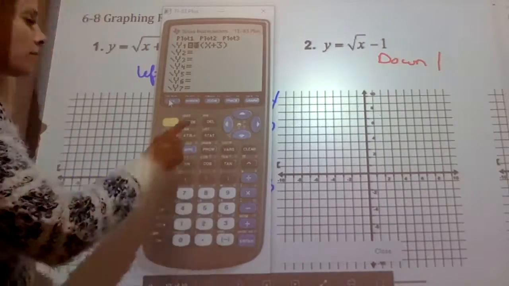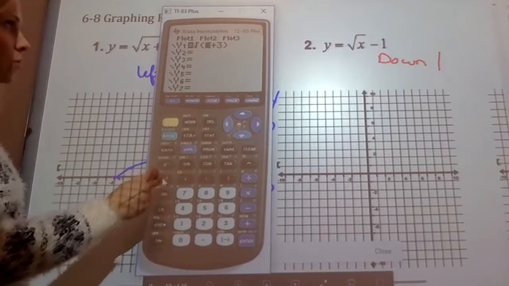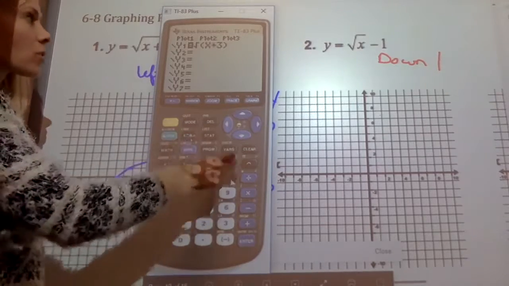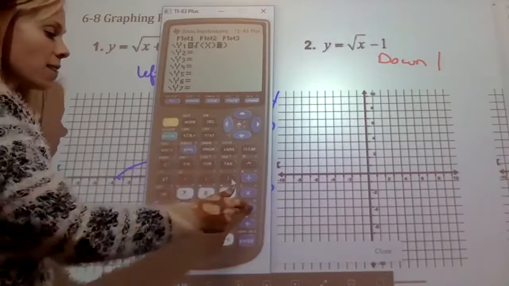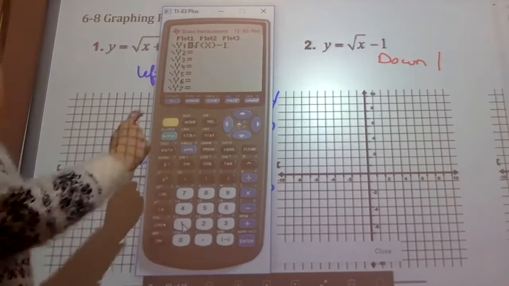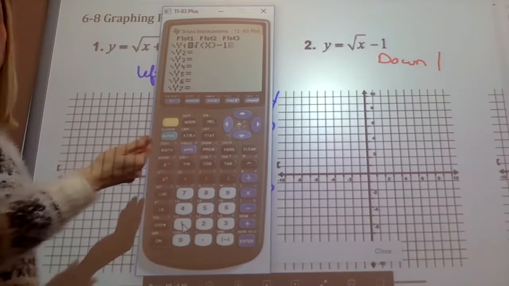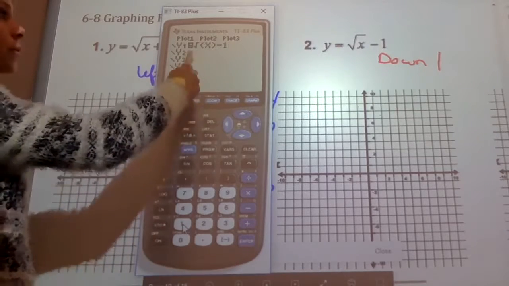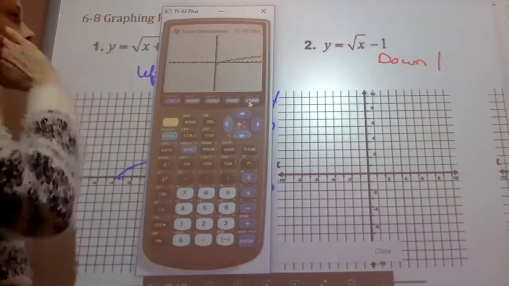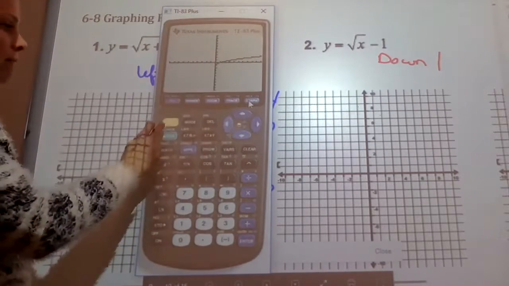And this is going to be different when you put in your calculator. You're going to have the square root of x, close your parenthesis, and then subtract 1. Because you do not want the subtracting 1 underneath the radical, you want it outside. So that's where parentheses, again, are really important. So graph, and I can see, yep, it moved down 1.